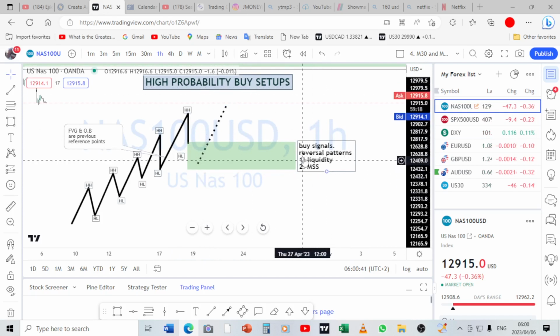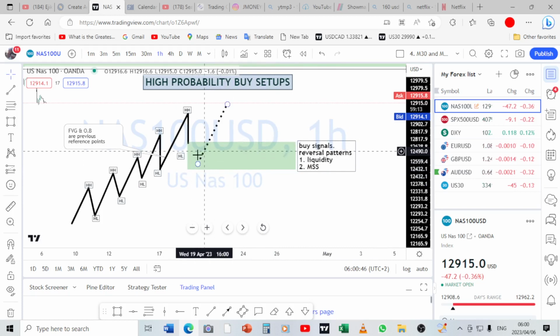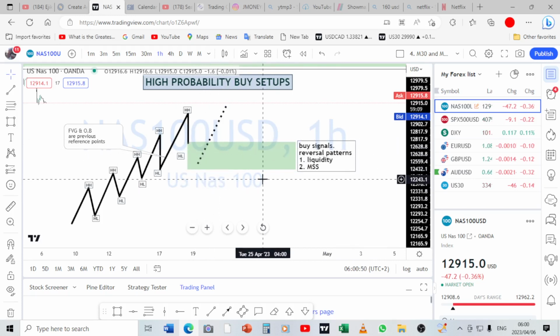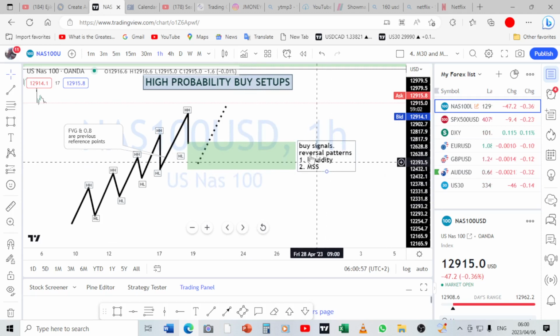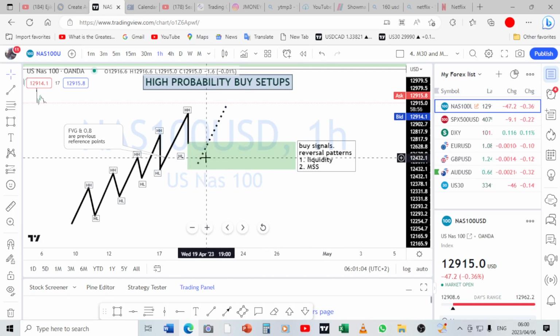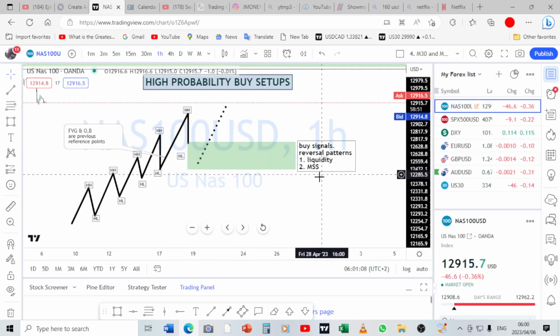Where can you buy? You need to see reversal patterns at this point. By patterns, whatever you use, whether SMC or retail patterns, this is what you want to see. This will bring you high probability entries. Liquidity is number one. You want to see the market take liquidity, because if you don't wait for liquidity, you will be the liquidity. So before you buy, you want to see a market structure shift.